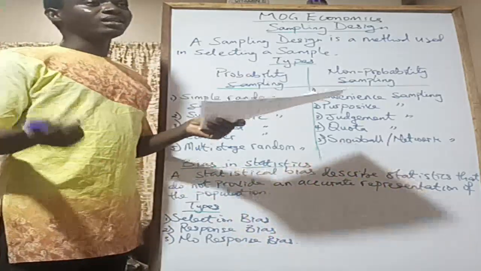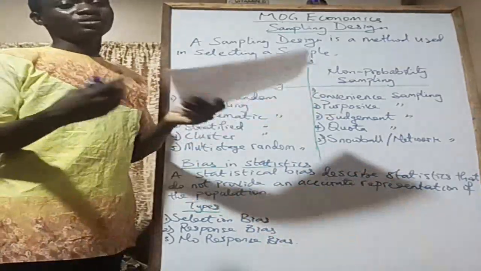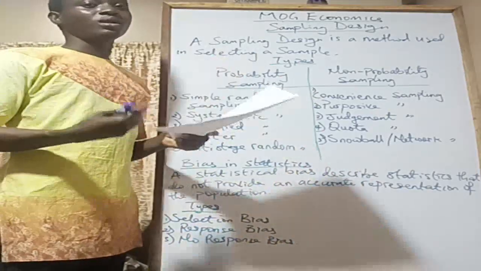So anything that is talking about selection bias is just looking at picking a wrong sample, right? That's just it. Picking a wrong sample, an inaccurate sample, and then you don't get the result that you're supposed to get.